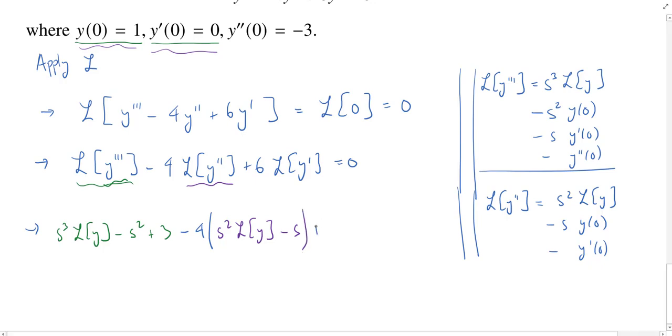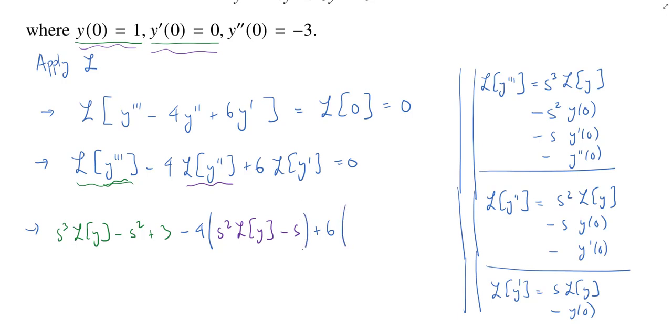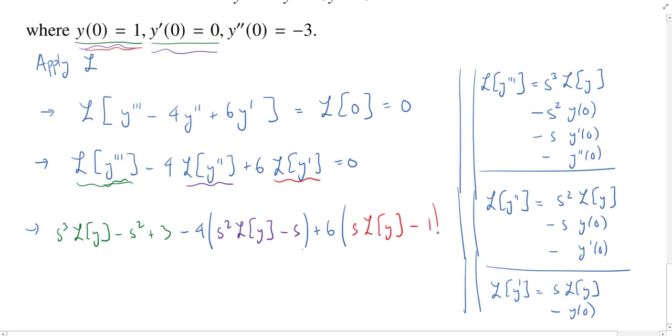Next, we're going to do 6 times L of y prime. We need L of y prime, which is the easiest of all of these. That'll be s times L of y minus y of 0. Again, y of 0 is 1, so minus 1. And that is going to equal 0. All right, on we go then.